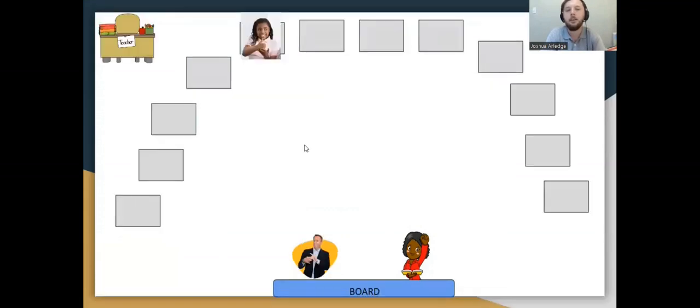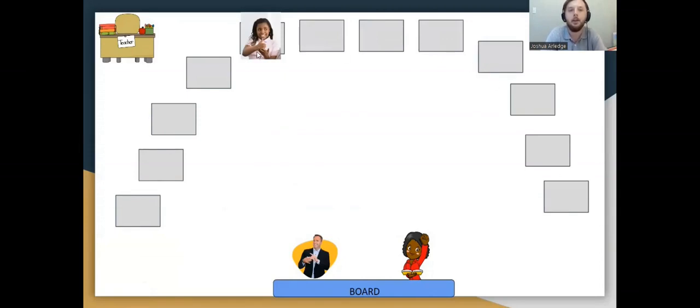Now, this is a slightly less typical seating arrangement, but it is actually a really great arrangement for students who are deaf or hard of hearing who are using an interpreter. So it might be something you want to consider if you have the space in your classroom to do a setup like this.